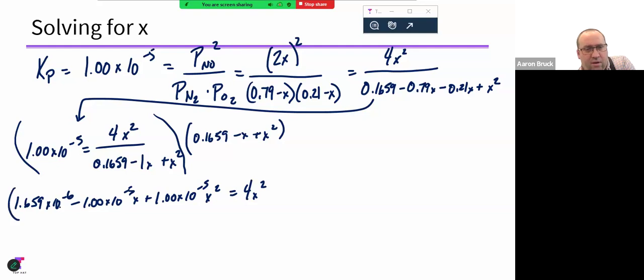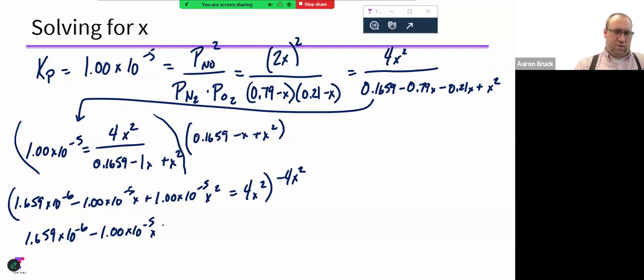The last step would be I need to get the 4x squared out of there, so I need to subtract 4x squared from both sides. So negative 4 plus 1 times 10 to the negative fifth is negative 3.99999 x squared.